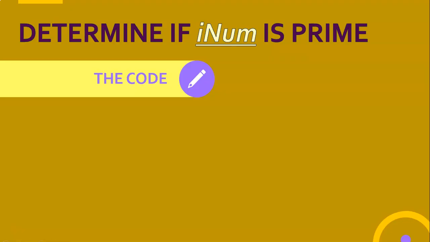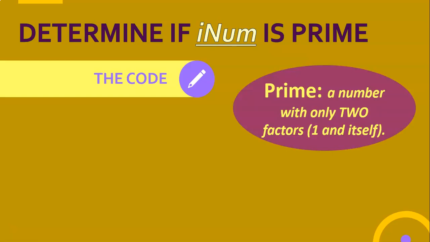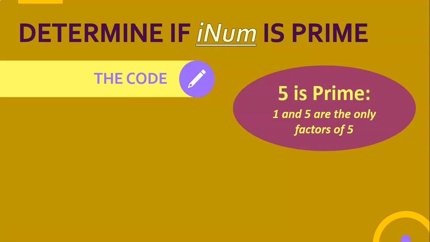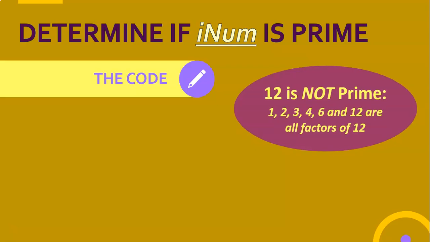We want to determine if a number is a prime number. Now, what is a prime number? A number with only 2 factors, 1 and itself. So it only has 2 factors. So 5, for example, is a prime number because the factors of 5 are 1 and 5. Okay, so 12 is not a prime number because the factors are 1, 2, 3, 4, 6, and 12. So there's definitely more than 2 factors there.